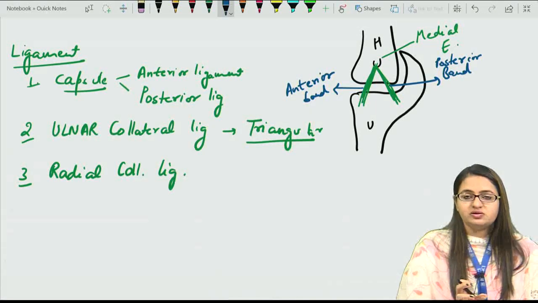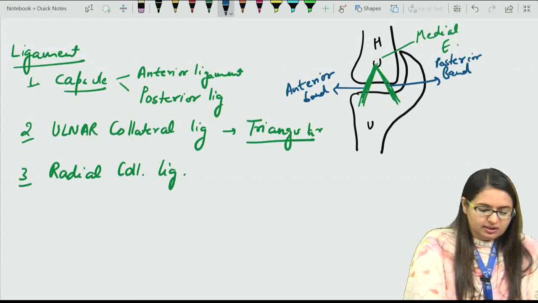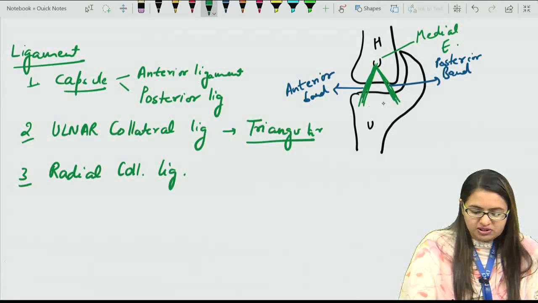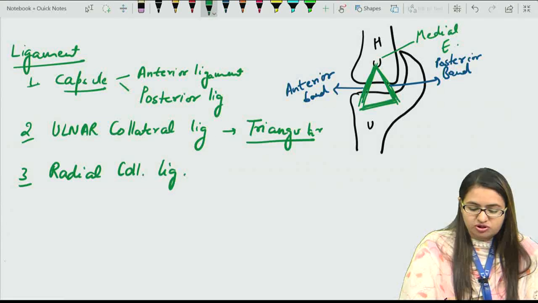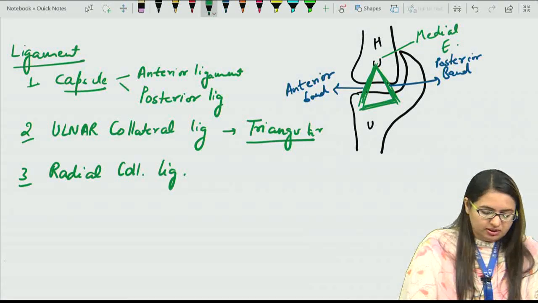Among these, the anterior band is the strongest. There are also a few fibers running obliquely that connect the anterior and the posterior band. So this completely forms the ulnar collateral ligament.